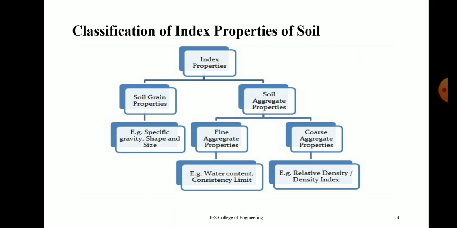Classification of index properties of soil. Index property of soil is divided into two: soil grain properties and soil aggregate properties. Soil grain properties include specific gravity, shape, and size of soil. Soil aggregate properties are subdivided into two: fine aggregate properties and coarse aggregate properties. Fine aggregate properties include water content and consistency limit, and coarse aggregate properties include relative density of soil.